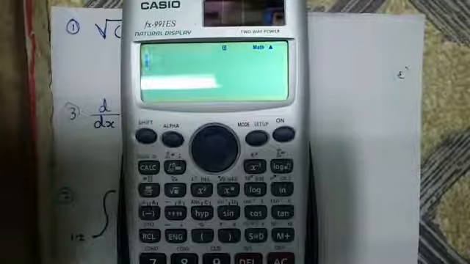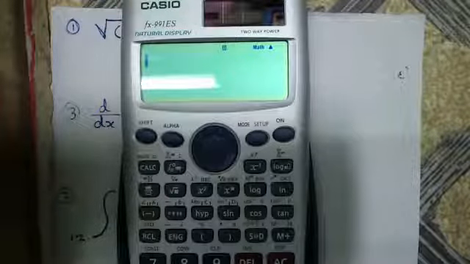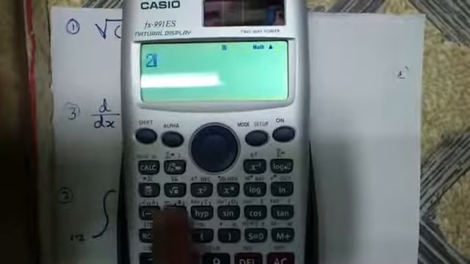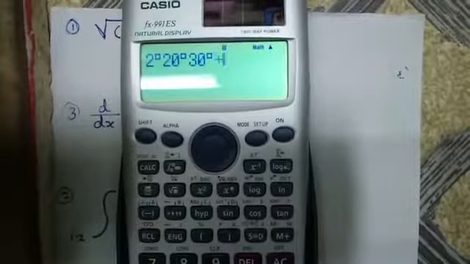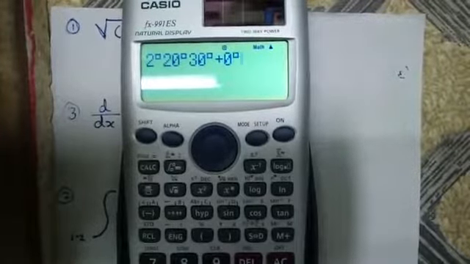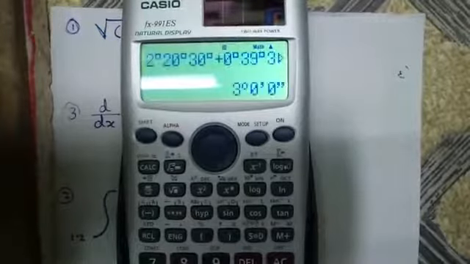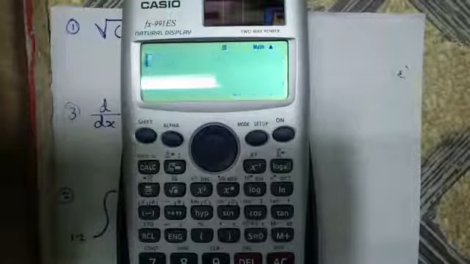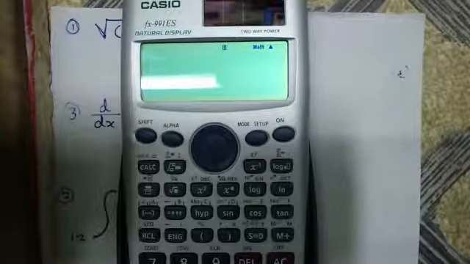Fifth feature is sexagesimal or hour, minute, second calculation. I will show you using this comma button. 2 hours, 20 minutes, 30 seconds plus 0 hours, 39 minutes, 30 seconds is 3 hours, 0 minutes and 0 seconds.